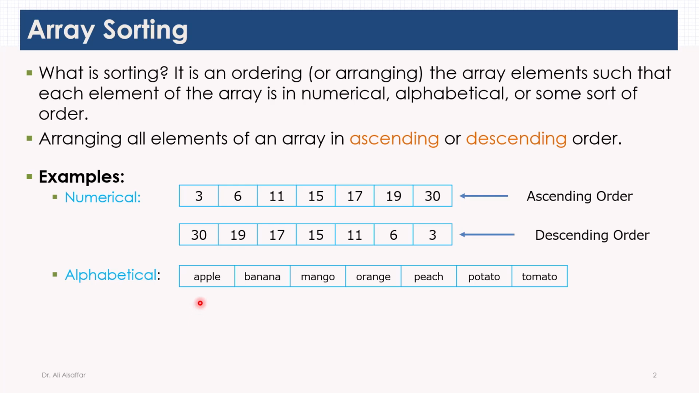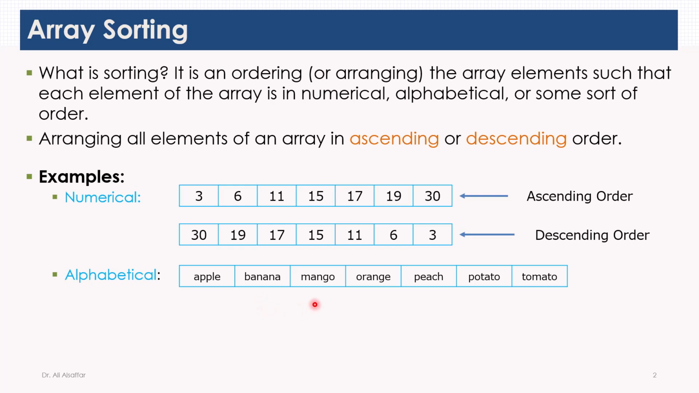So why does apple come before banana? The test is done character by character. Now since A in alphabetical order comes before B, then apple comes before banana. Since B comes before M in alphabetical order, so banana comes before mango.